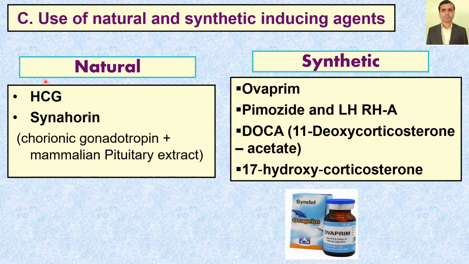Some of the natural inducing agents are like human chorionic gonadotropin. Human chorionic gonadotropin is the hormone secreted by the placenta during pregnancy. This hormone can be extracted from the urine of pregnant women. Then Synahorin. This is nothing but a chorionic gonadotropin and mammalian pituitary extract mixture. This Synahorin is found to be effective in various carp fishes as well as catfishes.